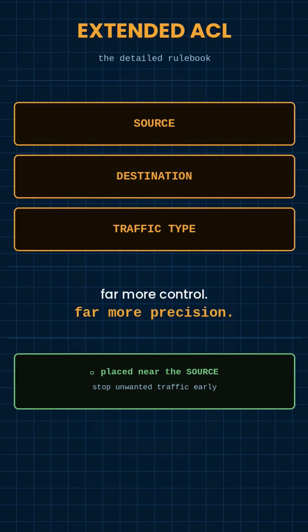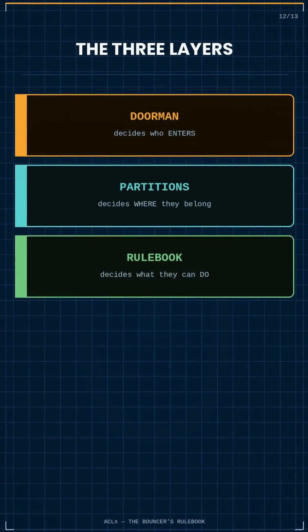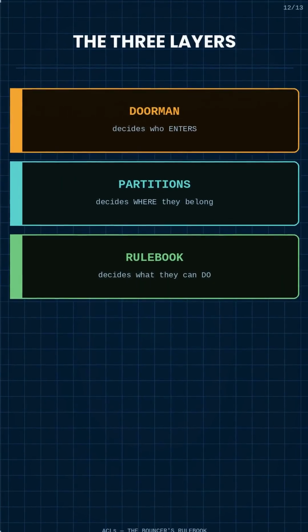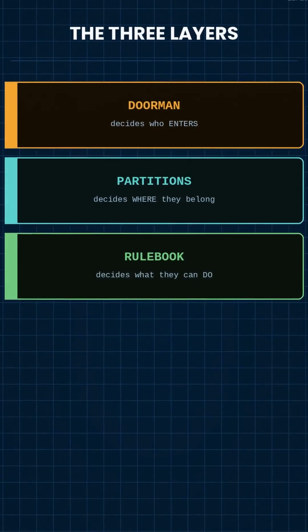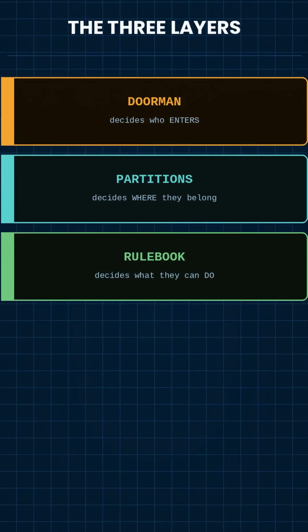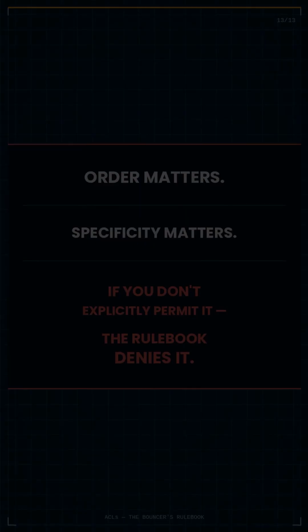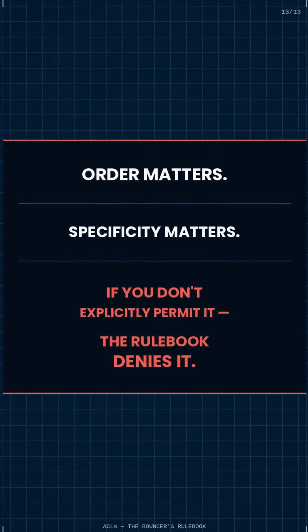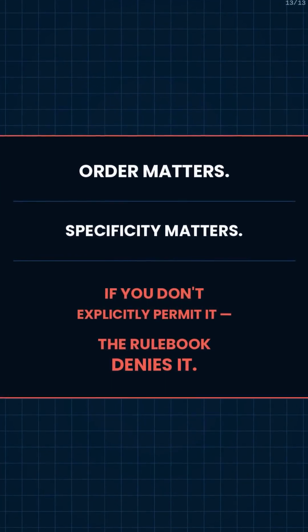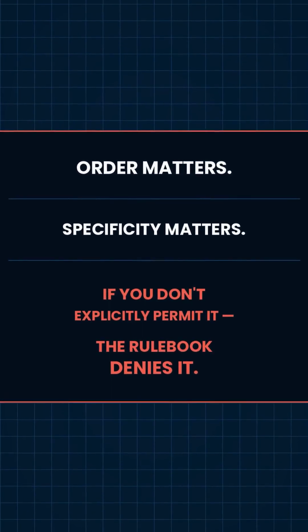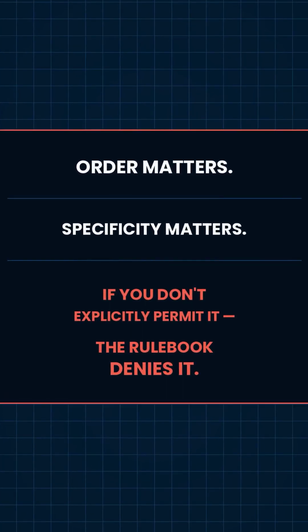Because a standard ACL only checks the source, where you place it matters enormously. Put it too close to the destination, and it might block traffic you never intended to touch. An extended ACL, because it's specific about source and destination together, is usually placed as close to the source as possible, stopping unwanted traffic before it ever travels across your network.